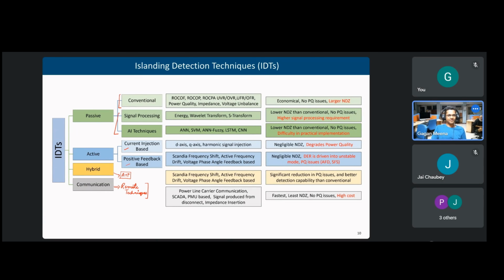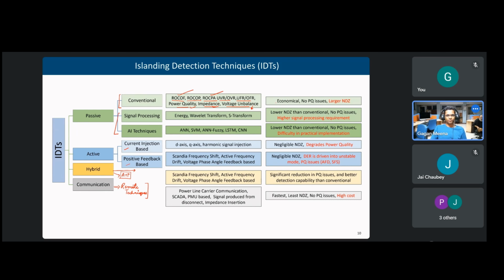So these are the most widely used conventional methods because their implementation is easy first, then they are economical, and there is no power quality issue. But the problem is large non-detection zone. When the active power mismatch is 0, then these techniques fail to detect islanding. So they need a minimum threshold for the successful operation.